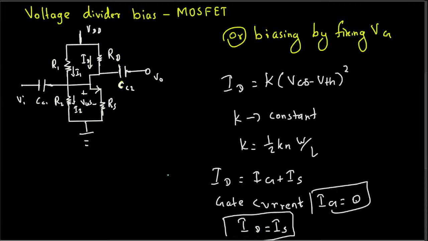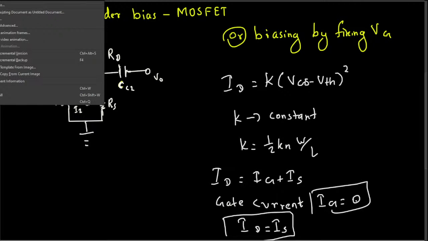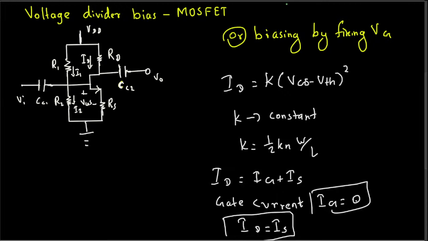Okay, now let's see how we can simplify the circuit in order to solve this problem. If you want to solve this circuit, the best way to simplify it is using Thevenin's theorem. When we have a voltage divider like this, we can combine it and make it into just one voltage and one resistor by using Thevenin's theorem.